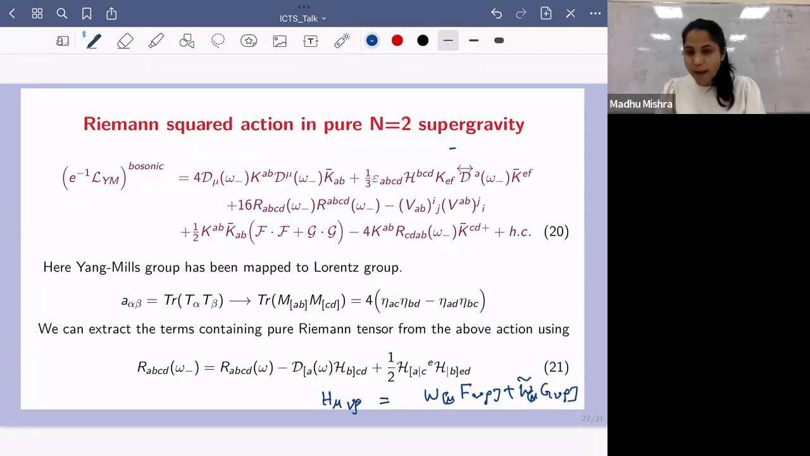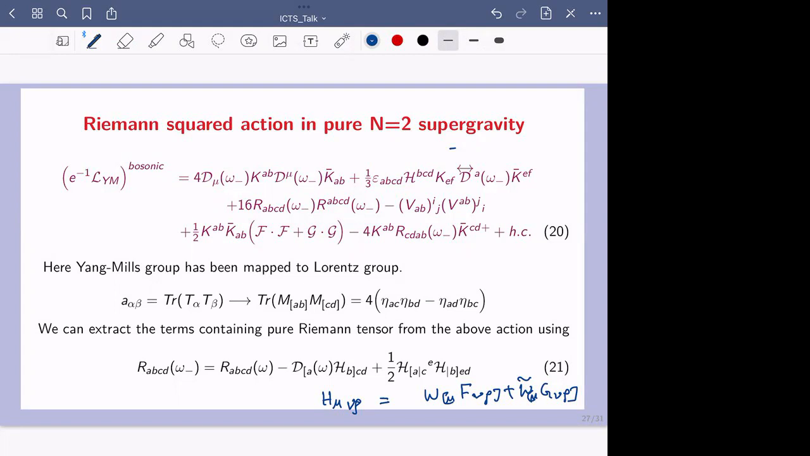And if you put it back in this action, you have terms like Chern-Simons terms in the action, which is not there in the action that is obtained from the standard Weyl multiplet. So can I make another comment here?